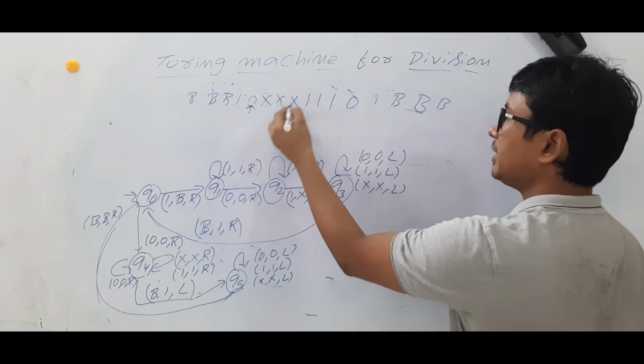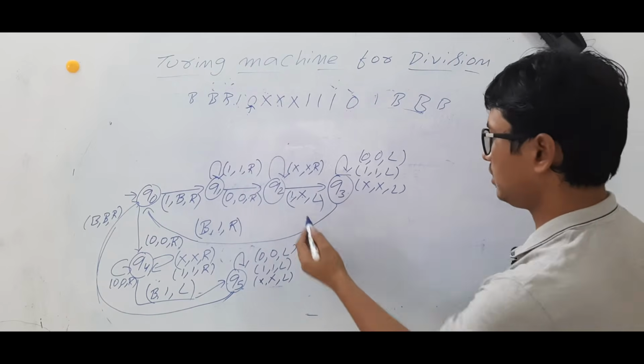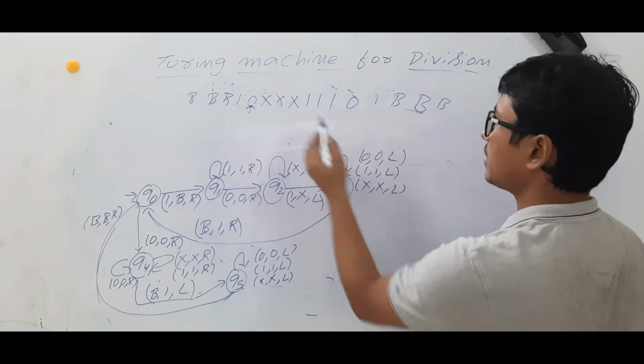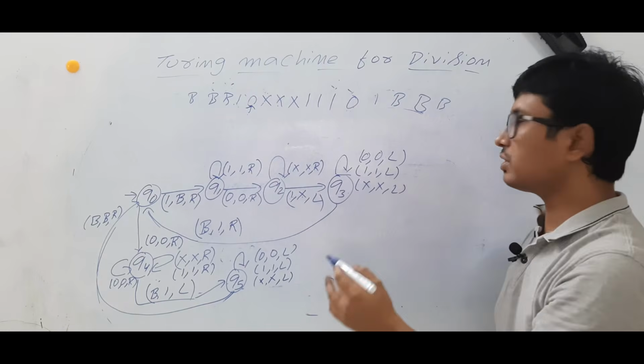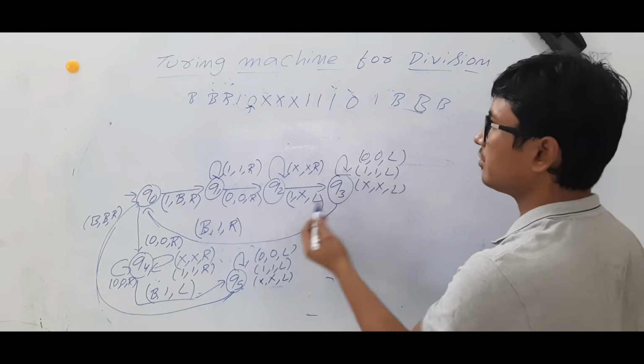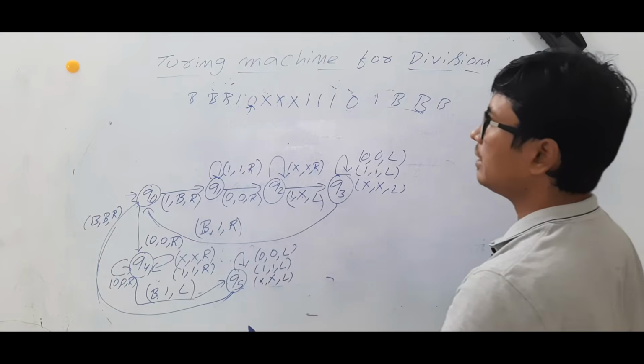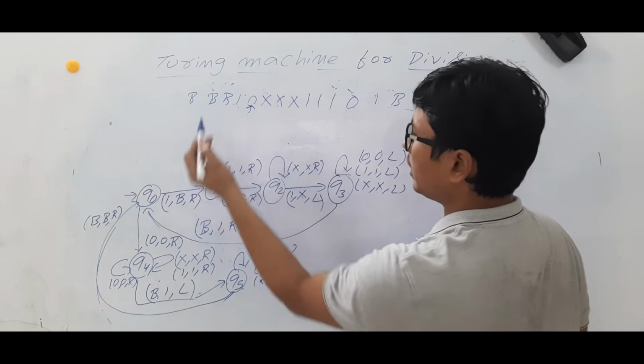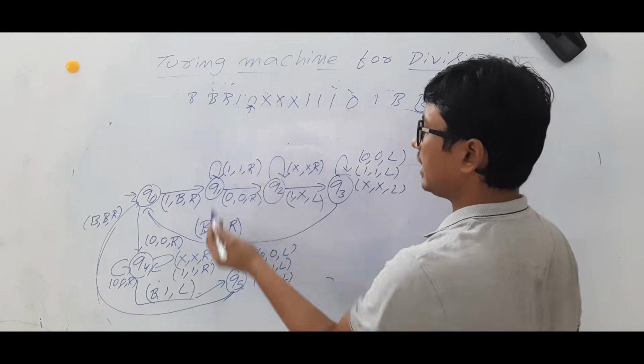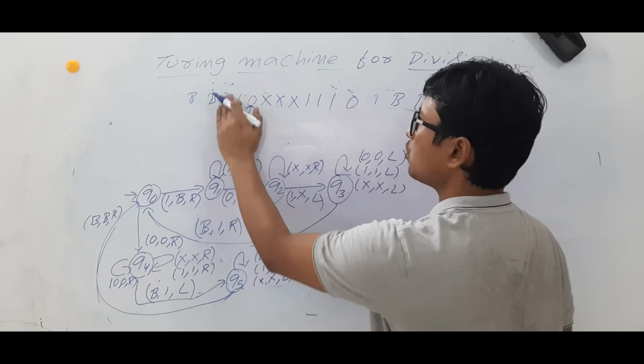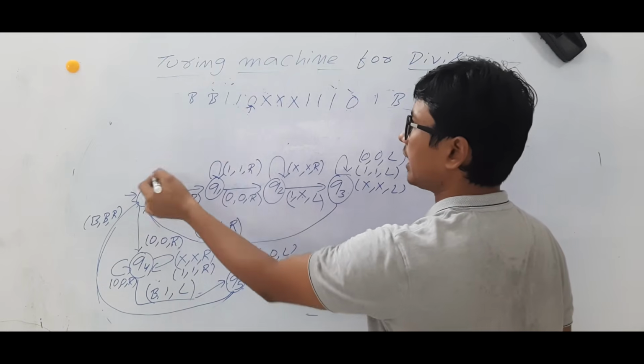If I get it, I will make it as x, move to the left. X's I will move to the left. Ones I will move to the left. 0 also I will move to the left. Till what? Till I get a blank here. 1, I made it as a blank and moved. If I get a blank, I will make it as a 1, move to the right.